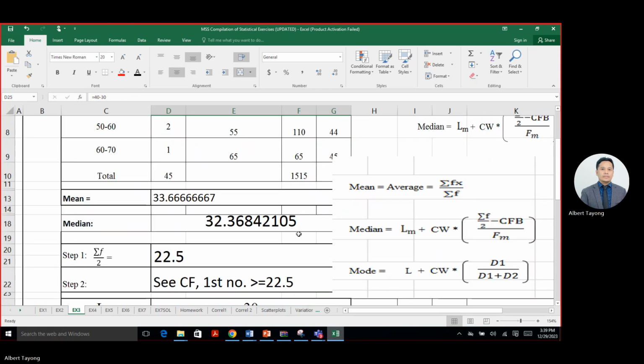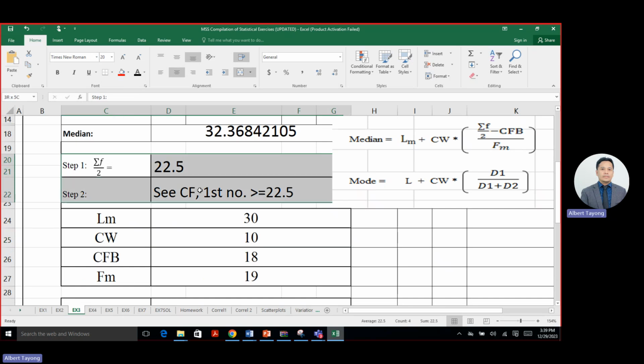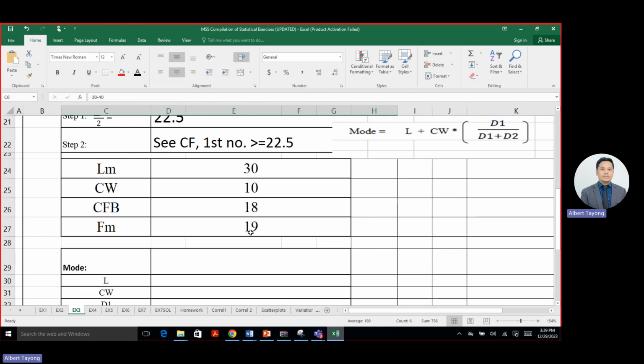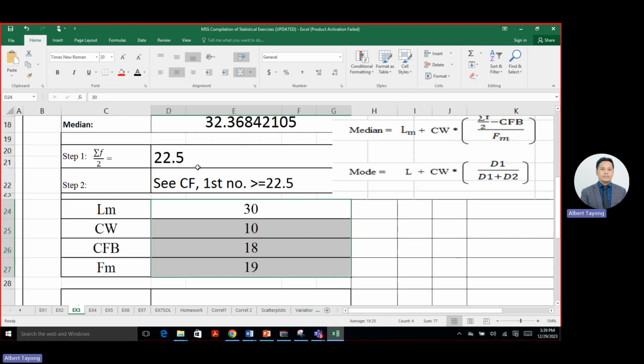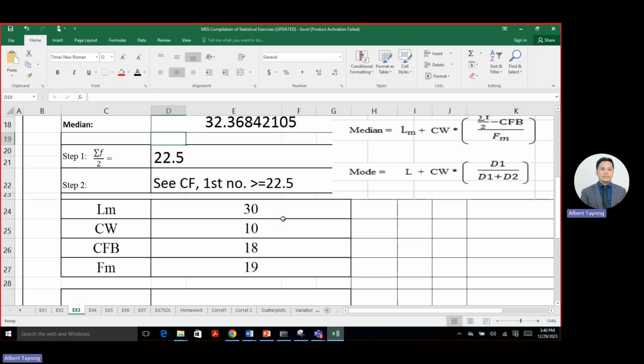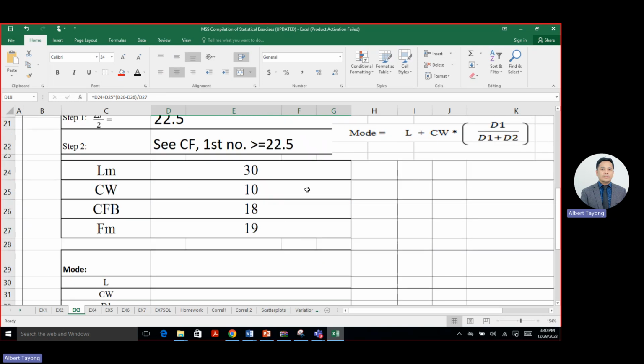Right, so it's pretty simple. We just have to follow step 1 and step 2. Then we highlight our median class, and then we get the variables and solve. You can also, of course, select the values. So equals 30 plus 10 multiply open 22.5 minus 18 close divide 19. It's the same answer, of course.